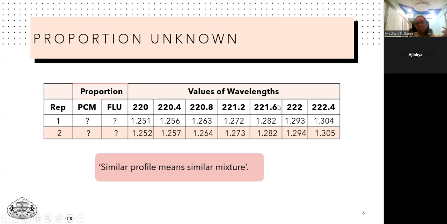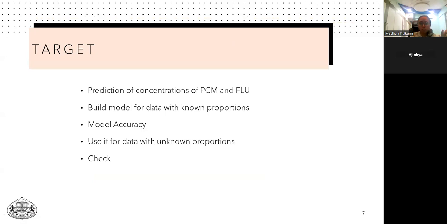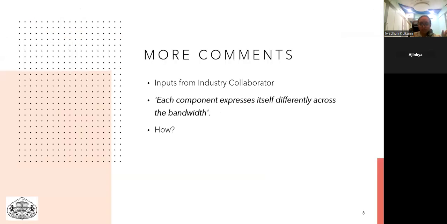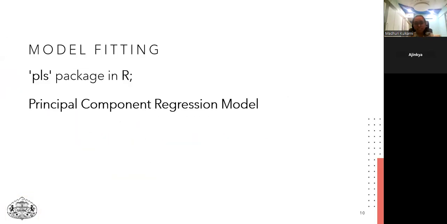The model that is developed using training data is used here and these proportions were estimated. Now I'll show you further. These technical details I'll skip, but I'll tell you which regression model I have used. I have used not the usual linear regression model, but principal component regression. I'll come back to the question that was raised a few minutes back.